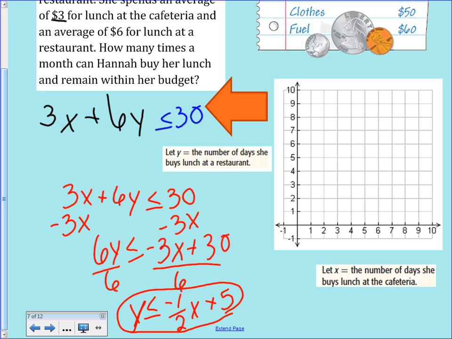My Y-intercept is at 5. So I'm crossing the Y-axis at 5. Then my slope is negative 1 over 2. So I'm going down 1 over 2.